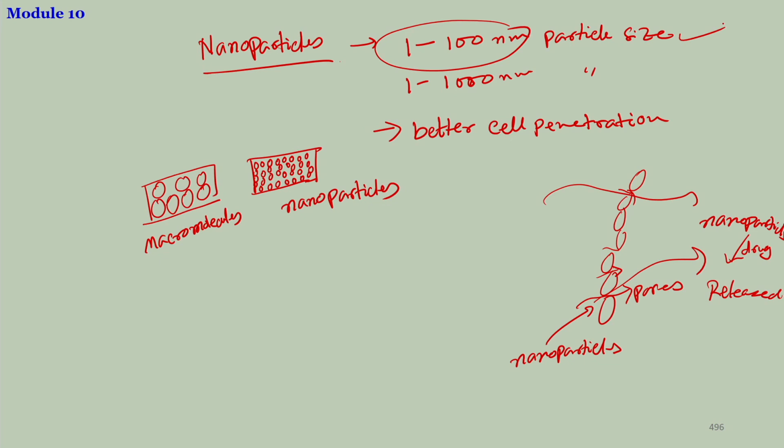So, there are a lot of advantages of nanoparticles in chemical biology. This is one of them, better cell penetration. I will mention all of them or some of them at least. So, particularly nanoparticles made up of the carbohydrates, let's say polysaccharides, such as chitosan, such as heparin, such as alginate.